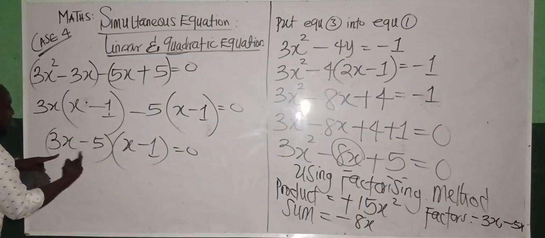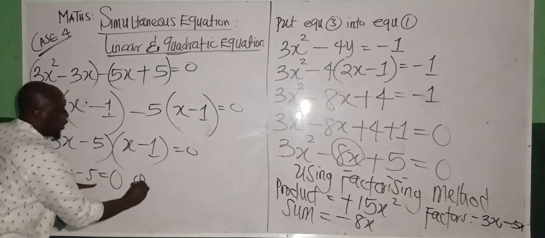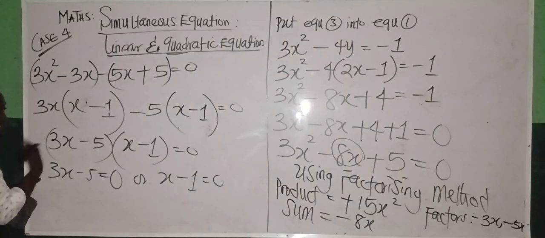So what do I know now? We equal this one now. We say 3x minus 5 equals 0, or equal this bracket to be 0 here. We are looking for x. That's what we want to do.